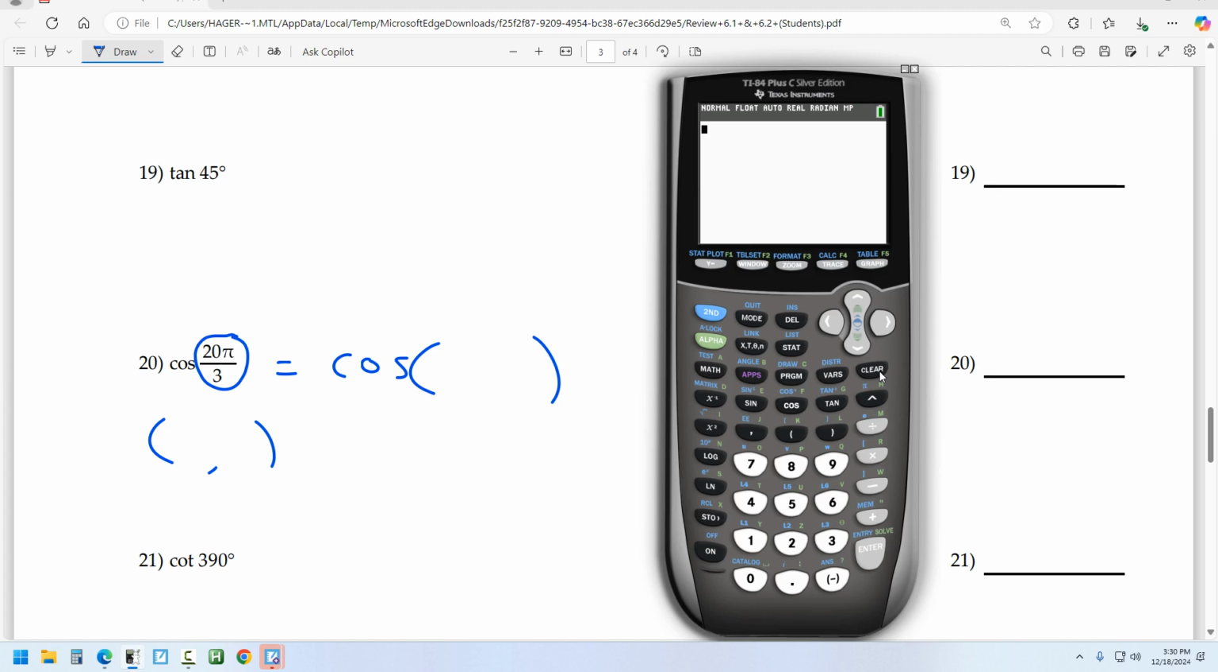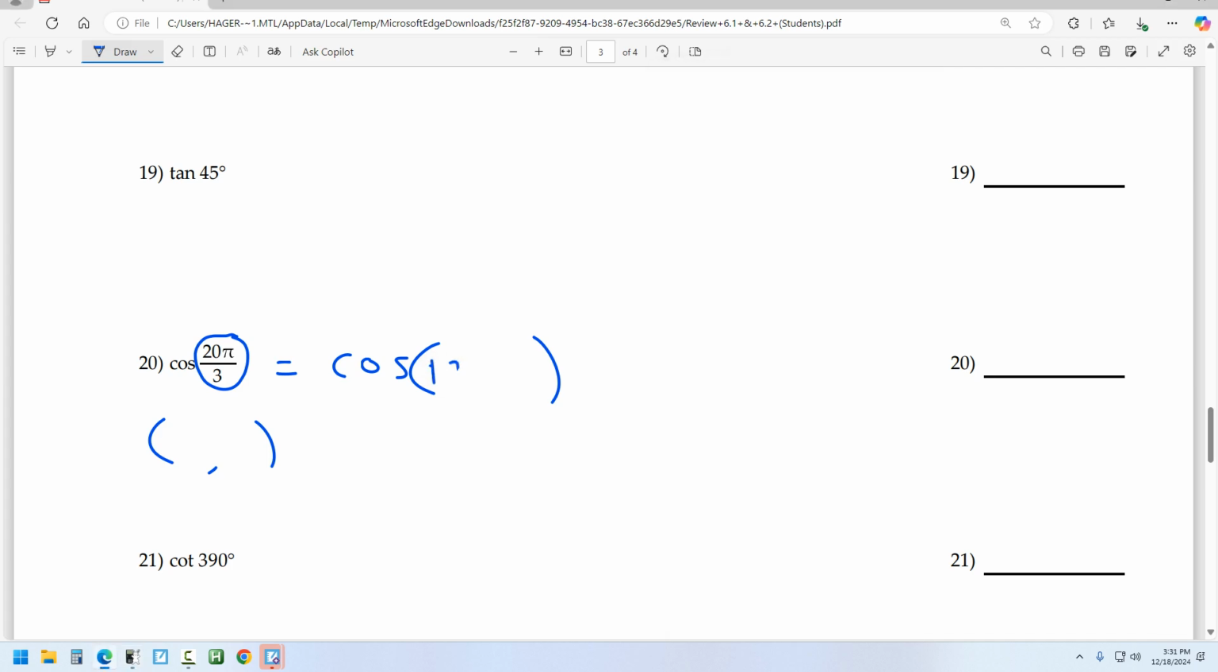So, we're showing radians to degrees, right? Okay, so we put 20 pi over 3, and then we put another fraction next to it, and then we put radians on the bottom, and we also put the 180 degrees on top, right? Yeah. So it's going to end up being 20 times 180, and then divided by 3. So that's the cosine of 1200 degrees.